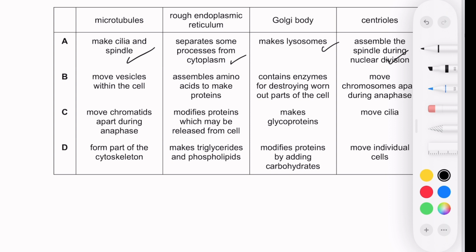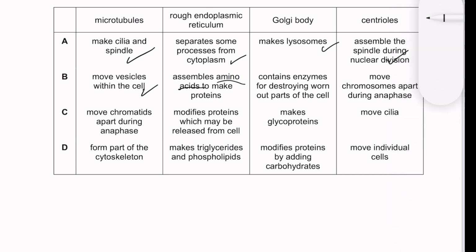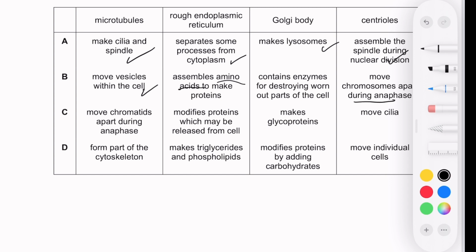Let's look at the other answers and see if they have anything wrong. Move vesicles within the cell, that is true because they make the cytoskeleton of the cell. Assembles amino acids to make proteins, that is the role of a ribosome. Contains enzymes for destroying worn out parts of the cell, okay, sure, during autophagy. Moves chromosomes apart during anaphase, no, that's the function of the microtubules or the spindle fiber. Moves chromatids apart during anaphase, okay, that is correct. And modifies proteins which may be released from the cell, true, but it's mainly a function of the Golgi body.